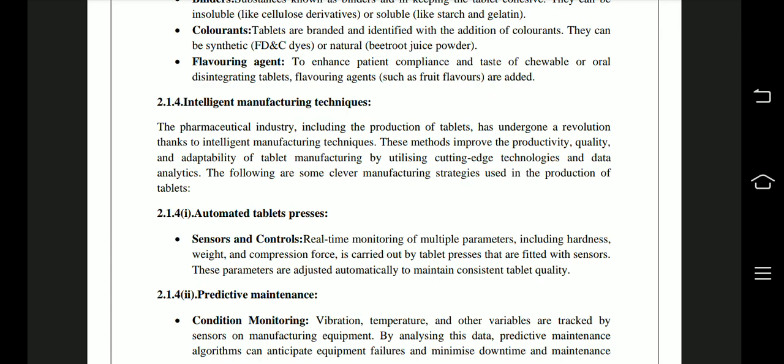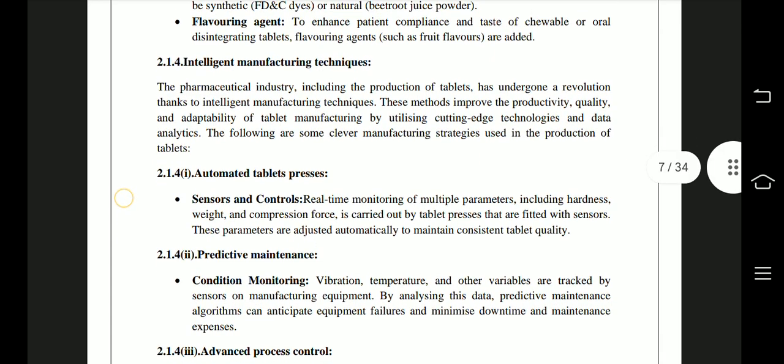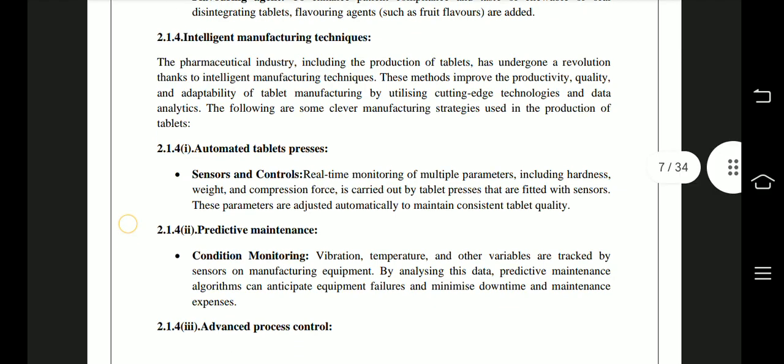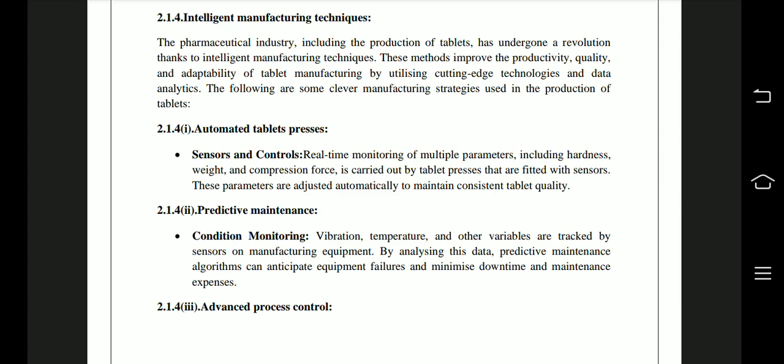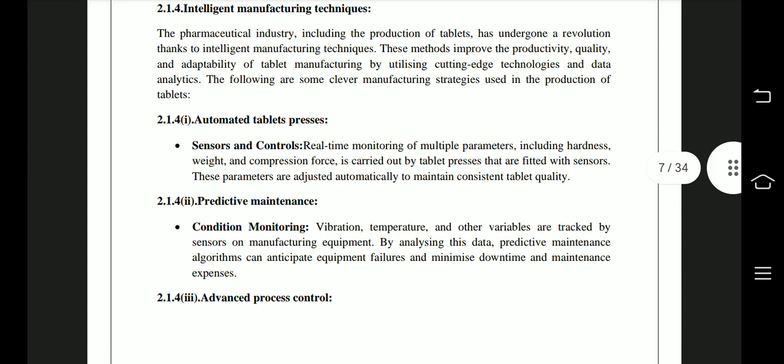Now, I will explain here intelligent manufacturing techniques which are involved in tablets manufacturing. The pharmaceutical industry, including the production of tablets, has undergone a revolution thanks to intelligent manufacturing techniques. These methods improve the productivity, quality, and adaptability of tablet manufacturing by utilizing cutting edge technologies and data analytics.